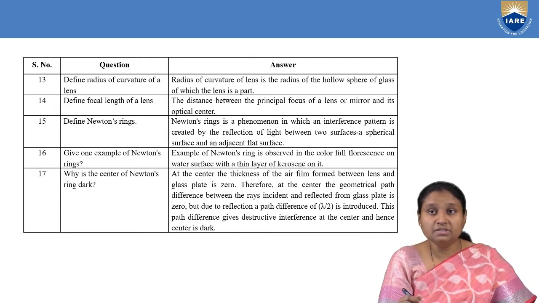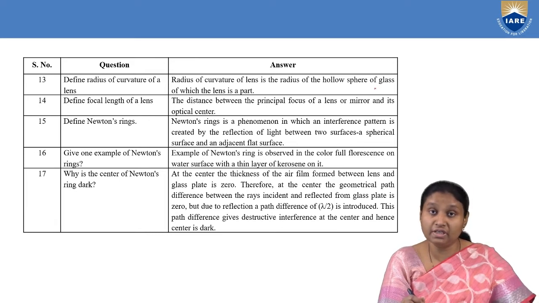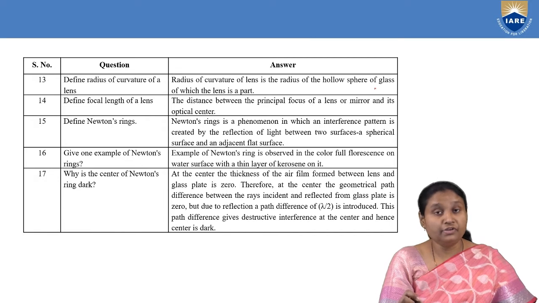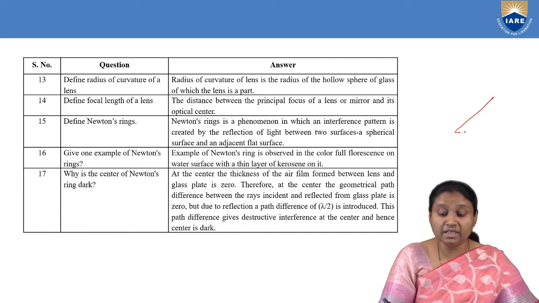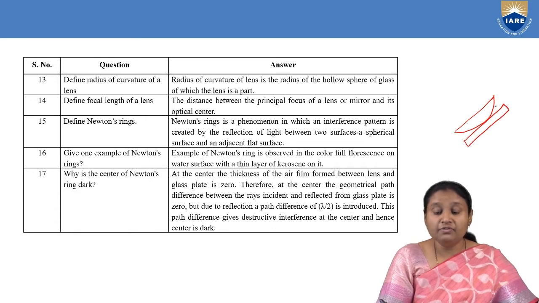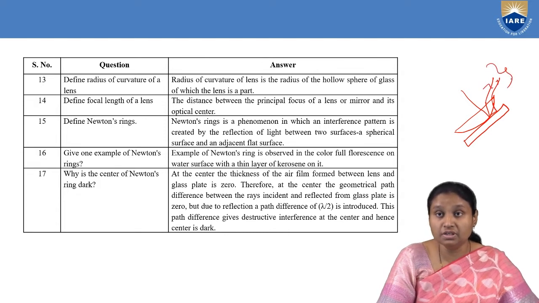Then define Newton's rings. So what are Newton's rings? It is the interference of light reflected from the top and bottom surface of an air film. And what is the shape of the air film? Circular symmetry. We take a plano-convex lens and keep it on a plain glass plate. Here we have formation of a circular air film, and if we consider light waves reflected from the top and bottom surface of the film, because of interference we get Newton's rings.